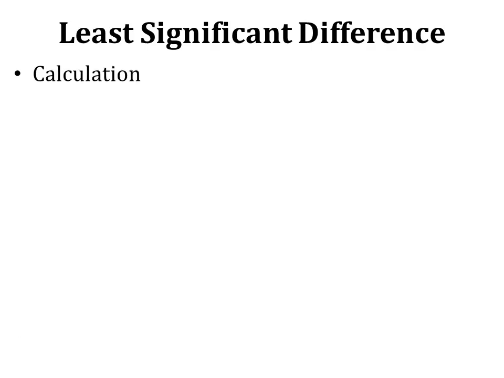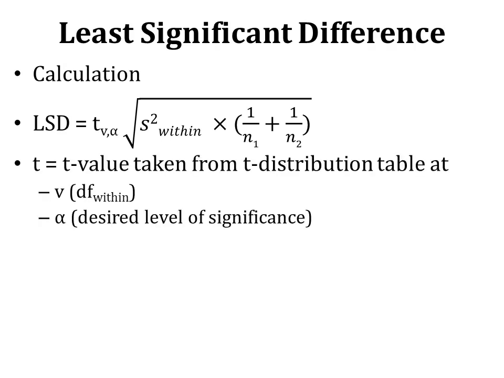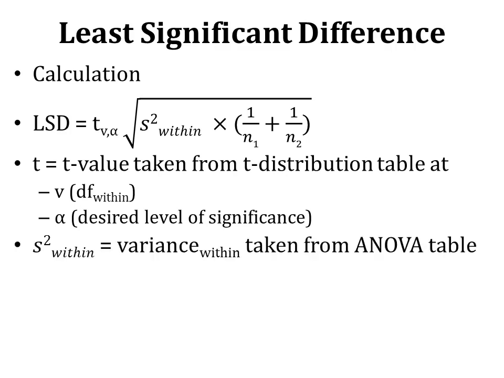So let's start the calculations. The formula for LSD is t at v and alpha, times the square root of the variance within, times 1 divided by the number of observations in sample 1 plus 1 divided by the number of observations in sample 2. Here we are doing the pairwise comparisons. What is t? This is the t value taken from the t distribution table at v, which is the degree of freedom within, and alpha, which is our desired level of significance. And this is the variance within, which is taken from the ANOVA table.